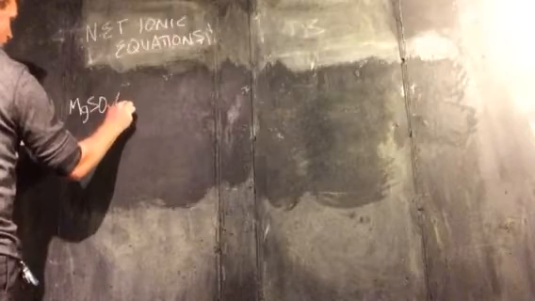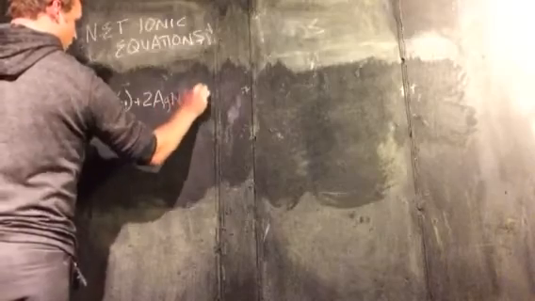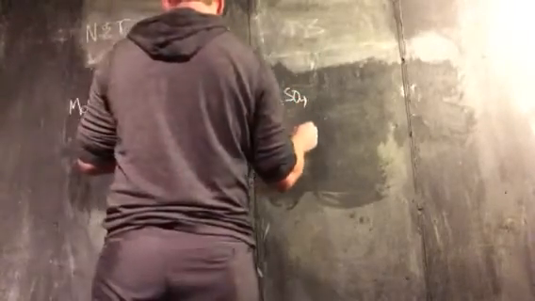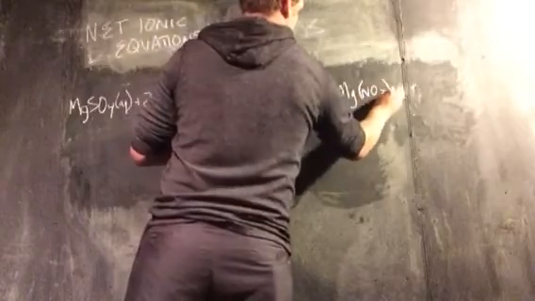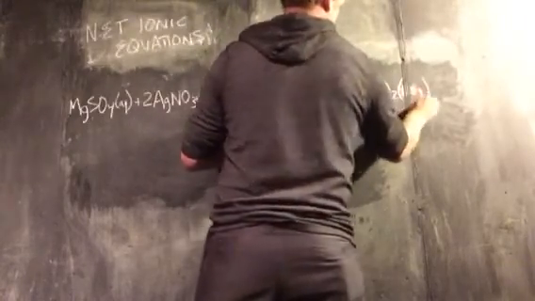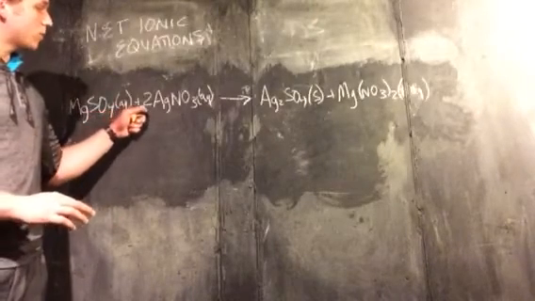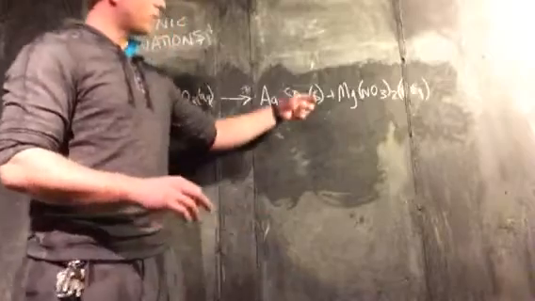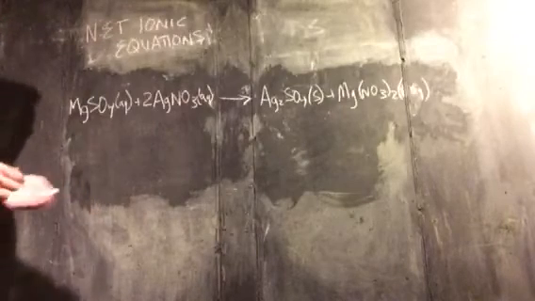I have magnesium sulfate, which is aqueous, plus 2 silver nitrates, which is also aqueous. And that will give me silver sulfate, which is solid, plus magnesium nitrate. Make sure you can read that. MgSO4 aqueous plus 2AgNO3 aqueous gives me Ag2SO4 solid plus Mg(NO3)2, that's aqueous.